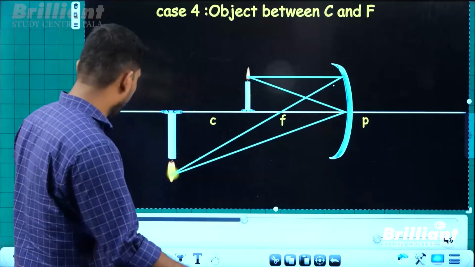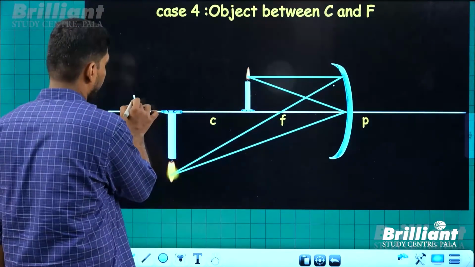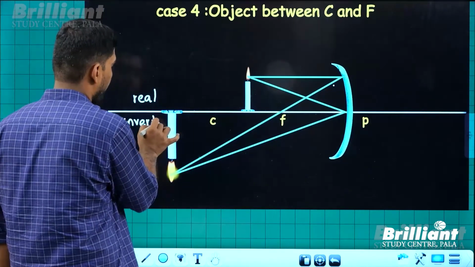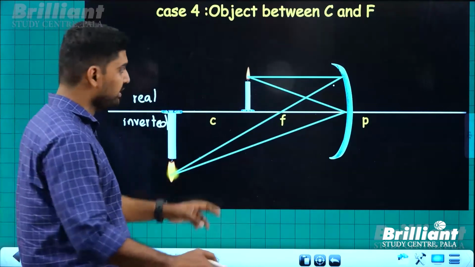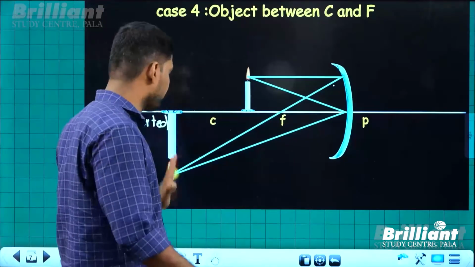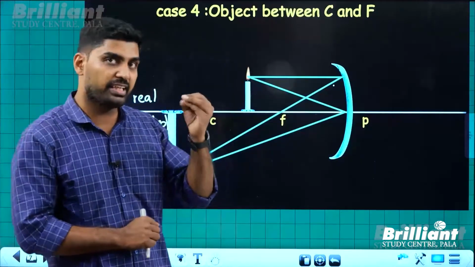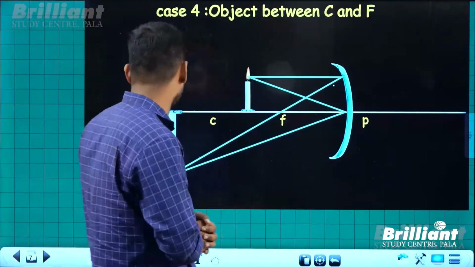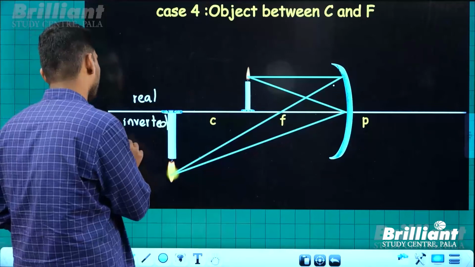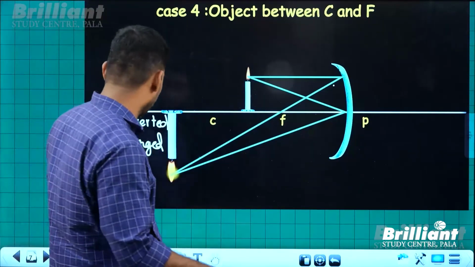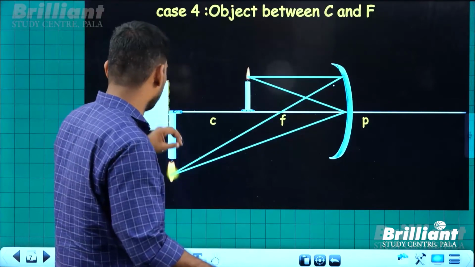So this is a real, inverted image. By real image, I mean that the light rays are actually meeting. If I place a screen over here, a paper sheet, I'll get a clear image of that. And it is enlarged and beyond C. The image is enlarged, unlike the previous cases that we have seen.